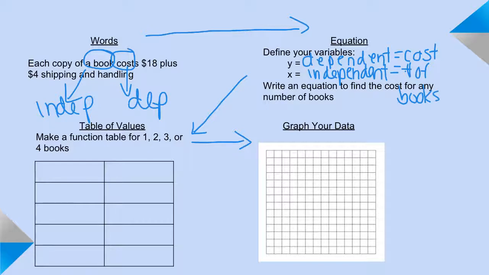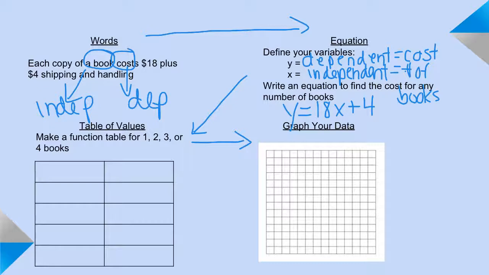My equation is a little different this time. The cost equals 18 times every book I buy, plus I have to pay $4 shipping and handling. It's a little bit of a different equation: $18 times every book I buy, plus $4 shipping and handling.